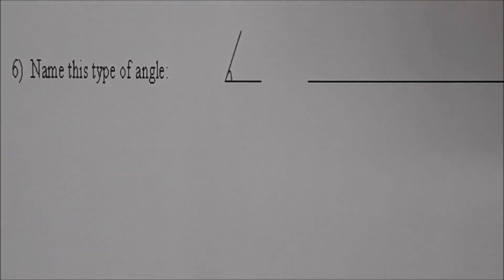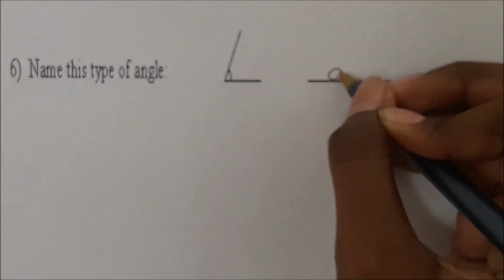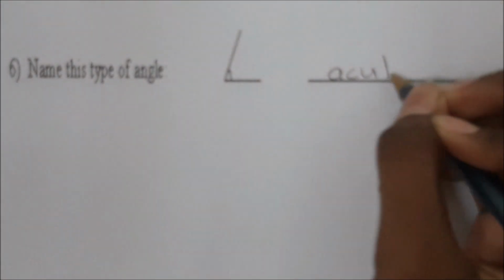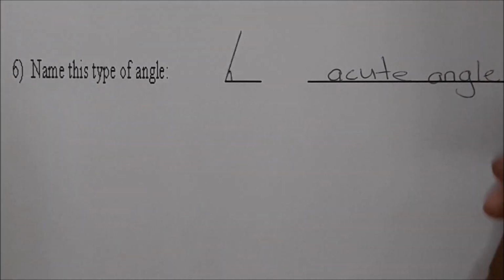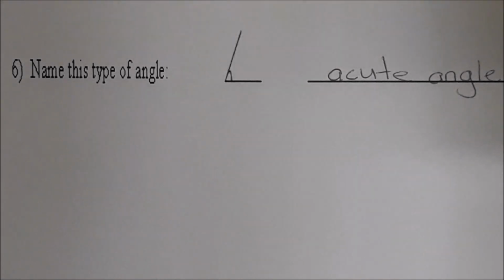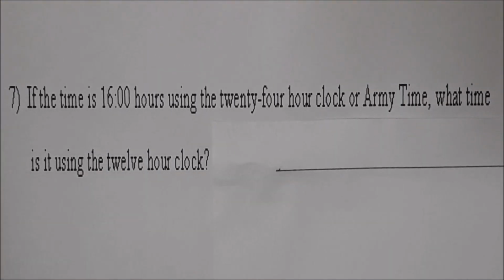Number 6. Name this type of angle. And what type of angle is that? An acute angle. Write it. What does acute mean? Less than 90. Less than 90 degrees for acute angle. Very good.